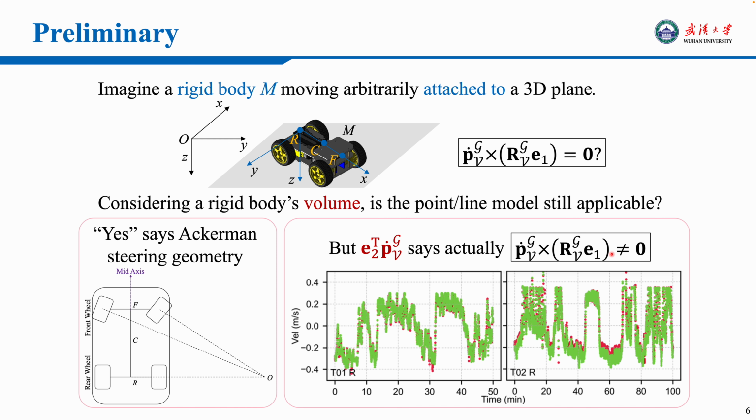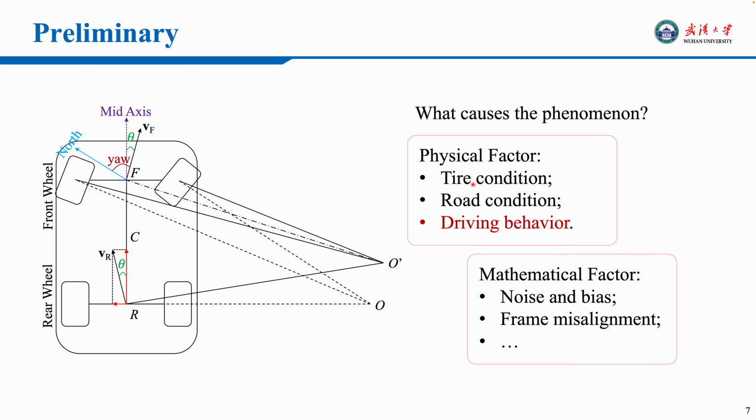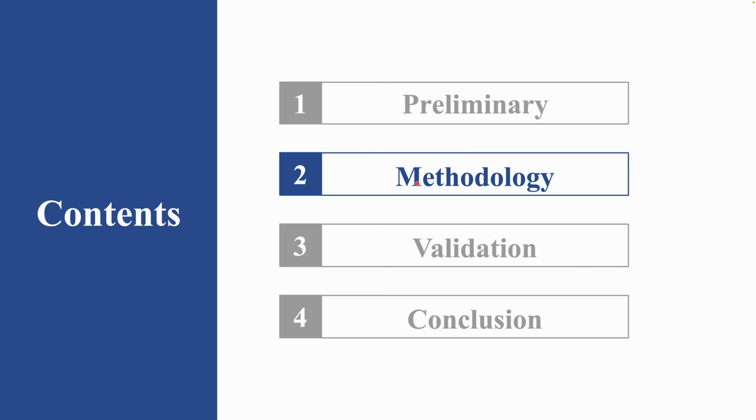So, what causes this phenomenon? A likely reason is that the instantaneous center of rotation deviates from the rear axis extension line, which creates an angle theta between the actual velocity and the middle axis. This could result from tire forces, road surface conditions, or sensor errors. But intuitively, it's due to planar maneuvers like turning or lane changes. So the question becomes, how can we reduce the effect of these maneuvers on the NHC? That's what motivated this study.